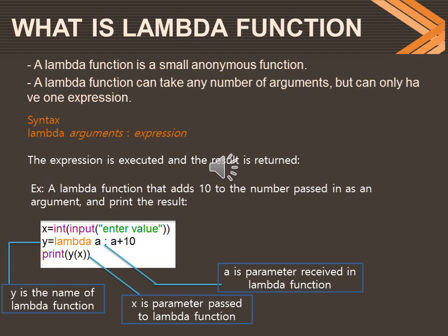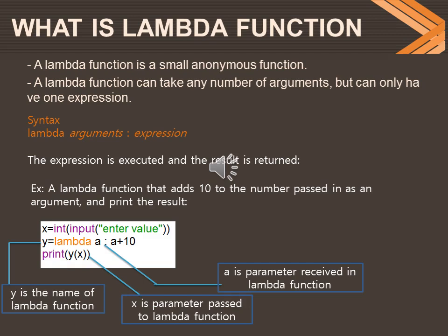So we are going to create a lambda function where we will add 10 to the number which we are passing as the argument. In the slide you can see that x is the variable which we are taking from the user, and y is the value which is returned by the lambda function. Actually y is a function, lambda function always returns a function. So lambda function is returning a function which will have one expression inside it, and that will be a plus 10, and a is the argument which we are passing to the function y. So in the next statement you can see that print y(x).